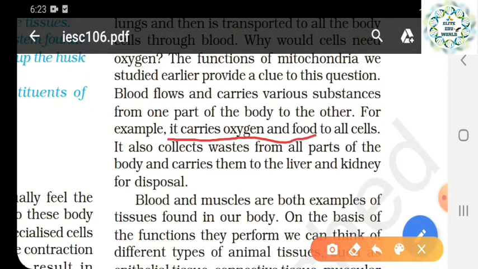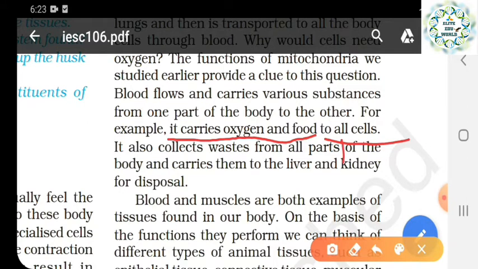It carries the oxygen and food to all the cells: oxygen from the lungs to all parts of the body, and food from the digestive system, from the small intestine, to all parts of the body. It also collects the waste material. That is also a very important function of the blood. It collects the waste material from all parts of the body and carries it to the liver and kidney for disposal.